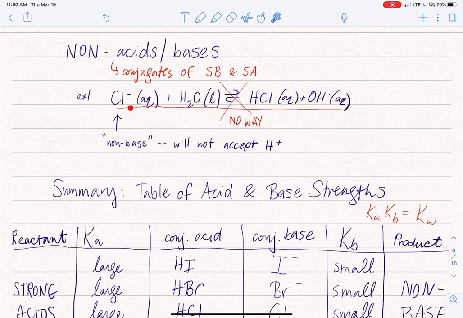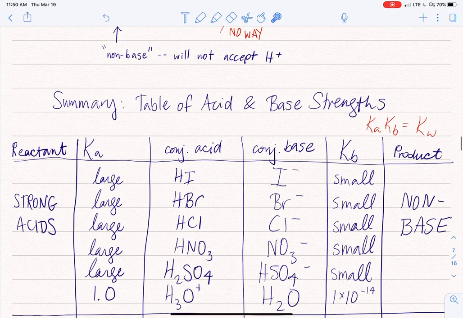Well, if it's functioning as a base, it would have to function as a proton acceptor to give HCl and leave hydroxide. But there's no way that is ever going to happen because we know that HCl is a strong acid. So if anything, this is going to be driven in the opposite direction. So chloride, Cl-, is an example of a non-base because it's the conjugate of a strong acid. It's not going to accept protons to any great degree. So you can identify a non-acid or a non-base as anything that's a conjugate of a strong base or a strong acid.